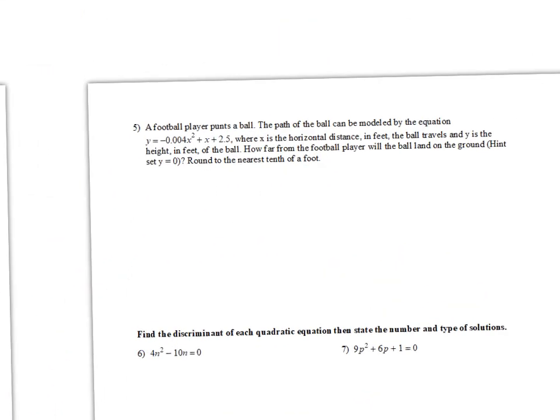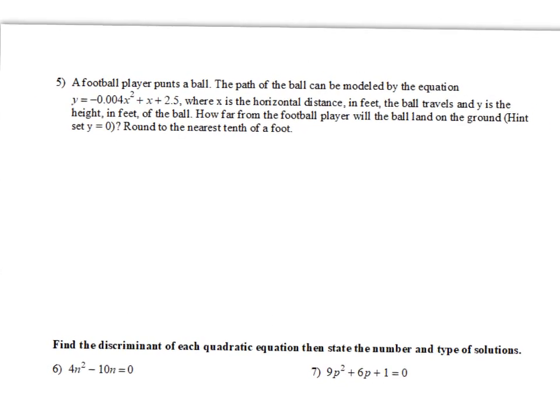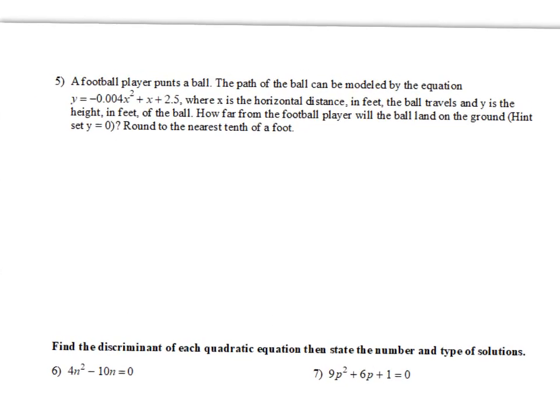All right, going over to the back page. Oh, it won't be a day unless we have a word problem. Okay, so a football player punts a ball. The path of the ball is modeled by the following equation, where x is the horizontal distance, and then y is the height, okay?